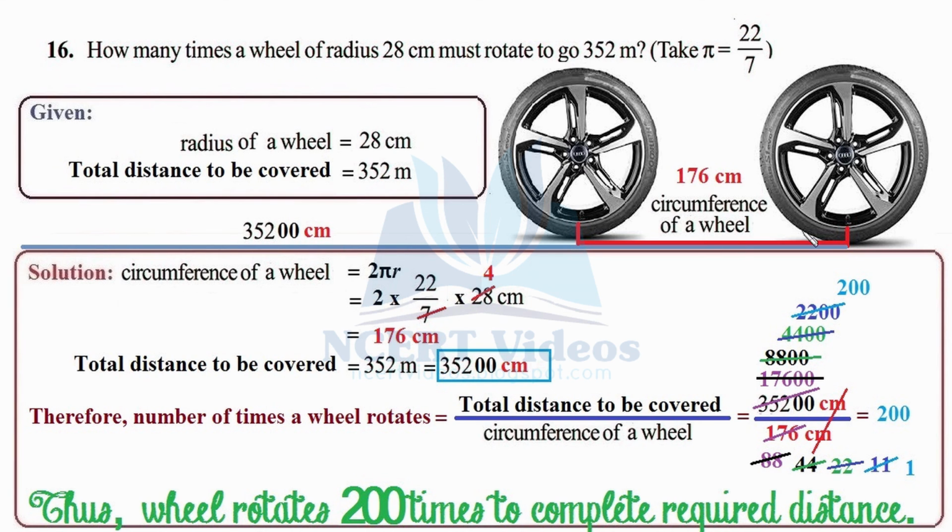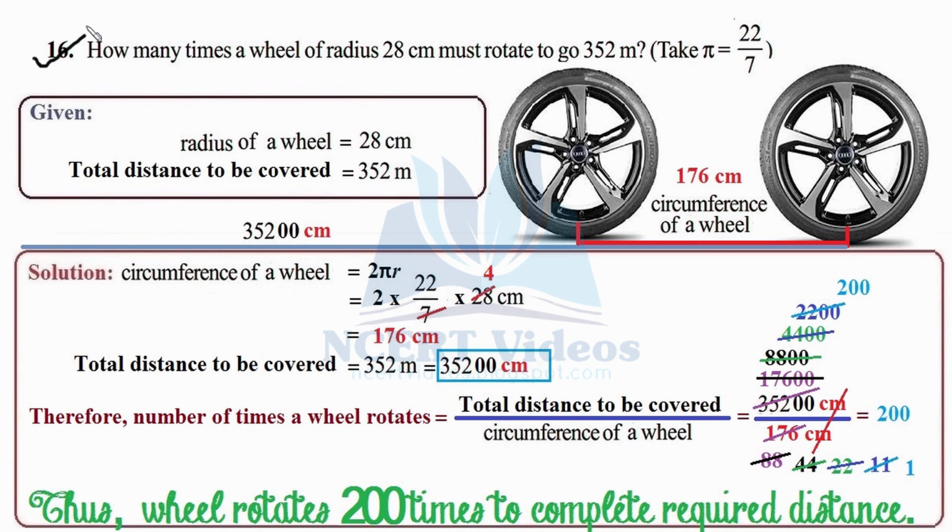So this car's tire has to rotate 200 times in order to travel a distance of 35,200 centimeter or 352 meters. You could have also converted this centimeter to meters, but then you would have to deal with decimals. So avoid decimals, make your calculations easier, and solve your questions accordingly.